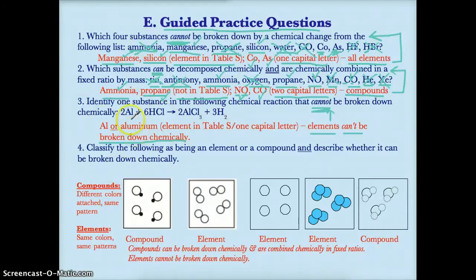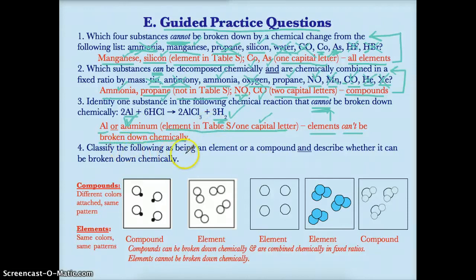So let's go through the passage. Al, oh, there's our answer already. You know why? Because we have one capital letter. Since we have one capital letter, we know that this is an element, right? So that is a substance that cannot be broken down chemically. So Al or aluminum is the substance that cannot be broken down chemically. That is because elements cannot be broken down chemically. How we know Al or aluminum is an element is because it is only one capital letter in the formula. All right, and again, elements can't be broken down chemically. Another possibility is H2, because it too also has one capital letter, so we know it's an element. All right, that's another possibility. Those are the two possibilities there.